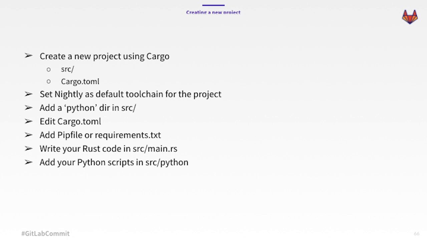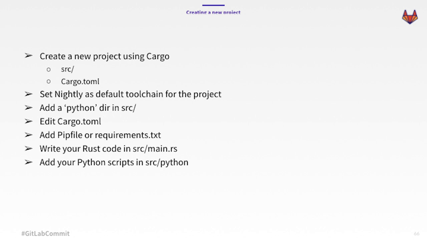So we have to create a new project. For that, we use Cargo, which is the package manager for Rust projects. And Cargo will generate one file, that is the cargo.toml file, and a directory, the src directory.